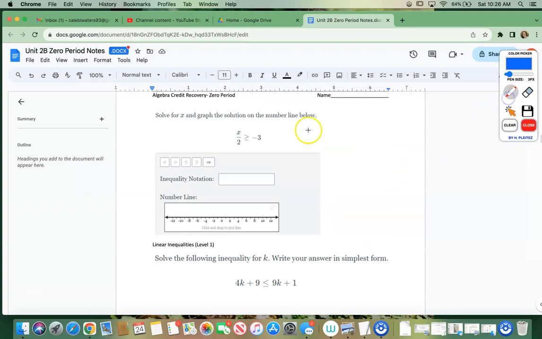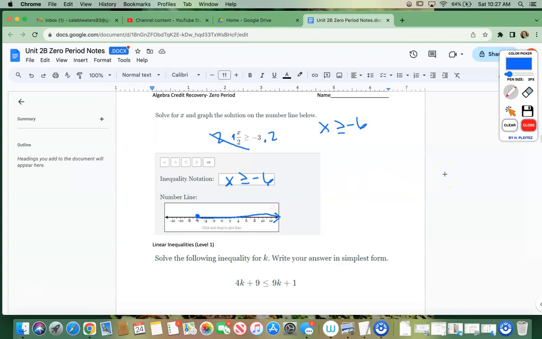Hopefully what you did was you got rid of this 2 that was on the bottom by multiplying by 2. And so that makes it x is greater than or equal to negative 6. We didn't have to flip that one that time because x was on the left where we like it. So negative 6, it was equal to, and so with that, we put a closed circle. So greater than or equal to, then draw your line this way. Okay, and that's where we'd have it.